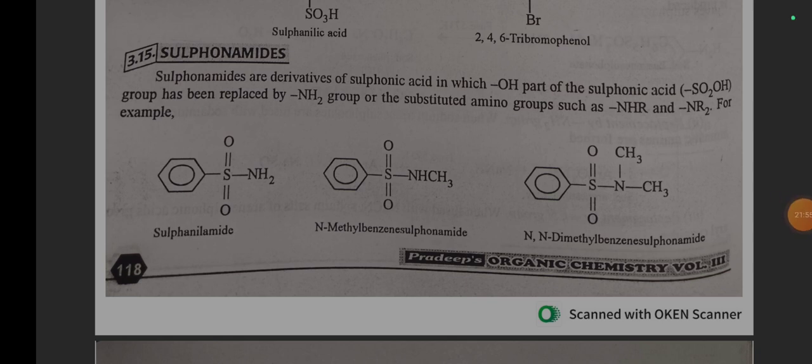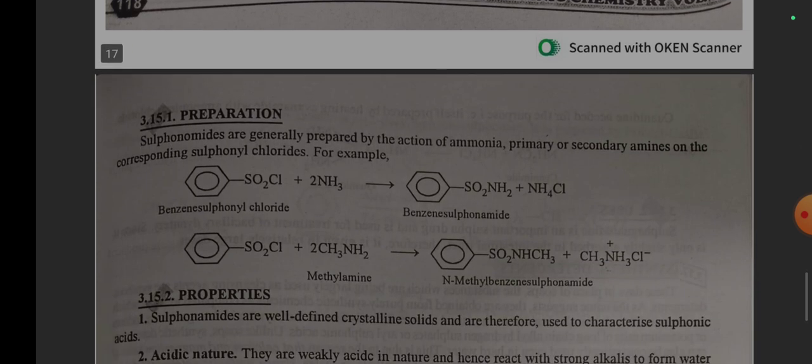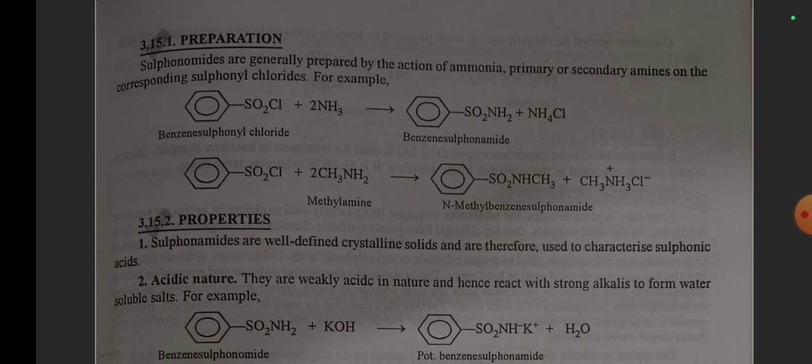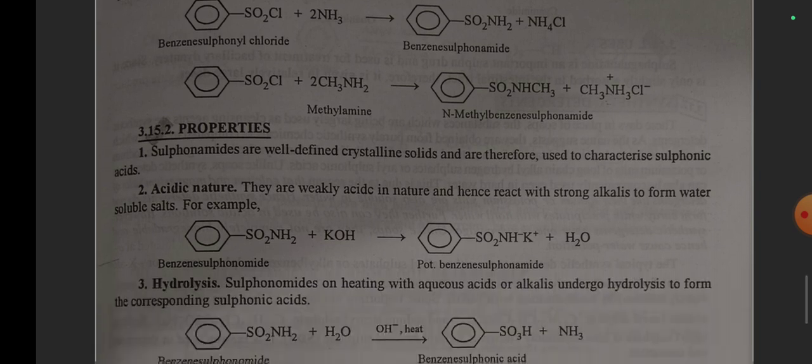Sulfonamides are derivatives of sulfonic acid in which the OH part of the sulfonic acid group has been replaced by an NH2 group or by a substituted amino group such as NHR and NR2. For example, preparation. Sulfonamides are generally prepared by the action of ammonia, primary or secondary amines on the corresponding sulfonyl chlorides, for example, benzene sulfonyl chloride and methylamine.